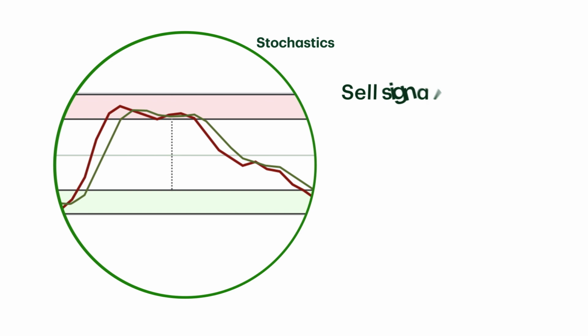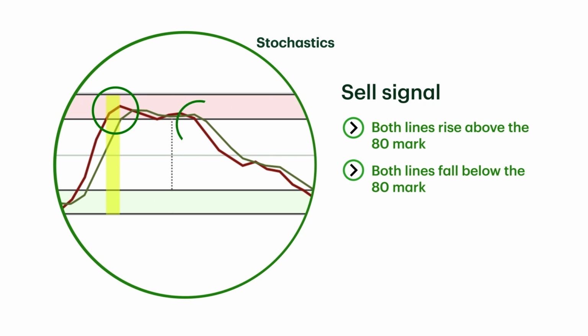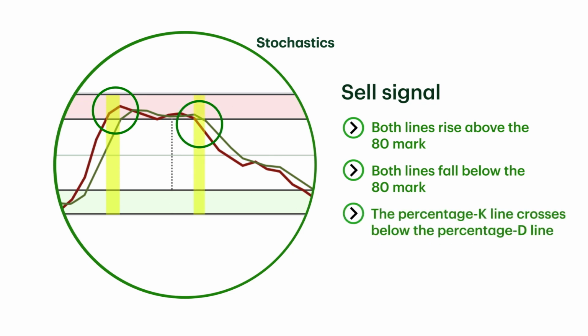A sell signal is generated if the reverse happens within 5 days. 1. Both lines rise above the 80 mark. 2. Both lines fall below the 80 mark. And 3. The percentage K line crosses below the percentage D line.